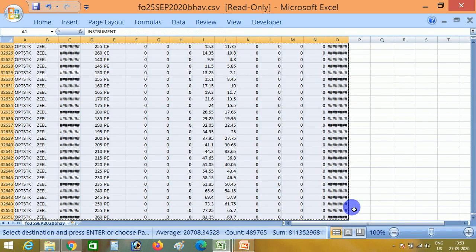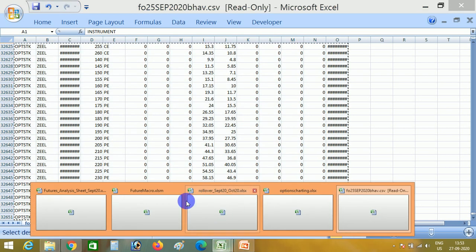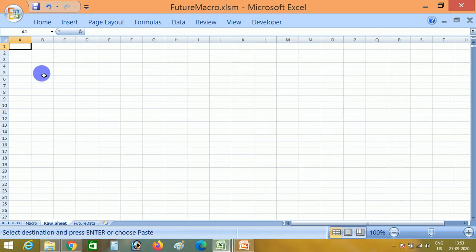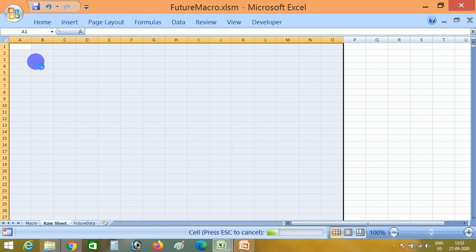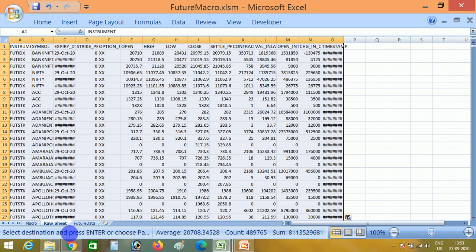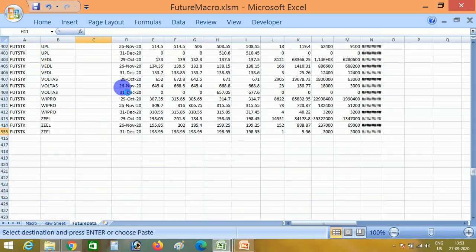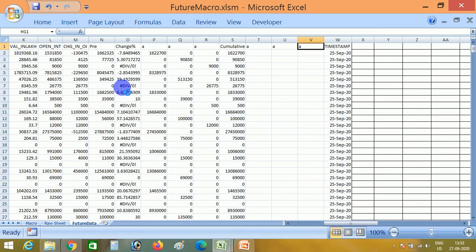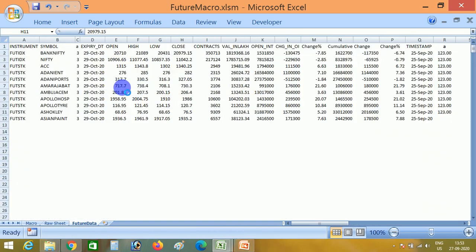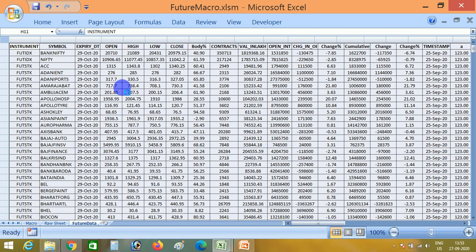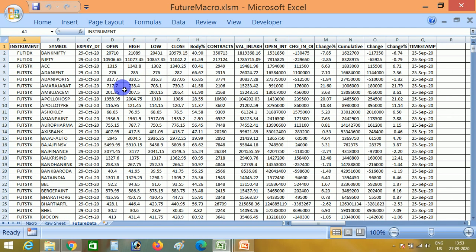Once the Bhav copy is downloaded, what I'll do is copy the complete Bhav copy. I will paste it in the raw sheet in the A1 cell, and just click this button, future macro. The future macro runs. And the future macro has processed the data.